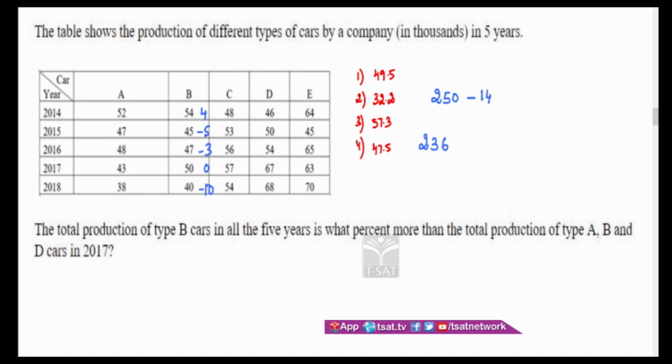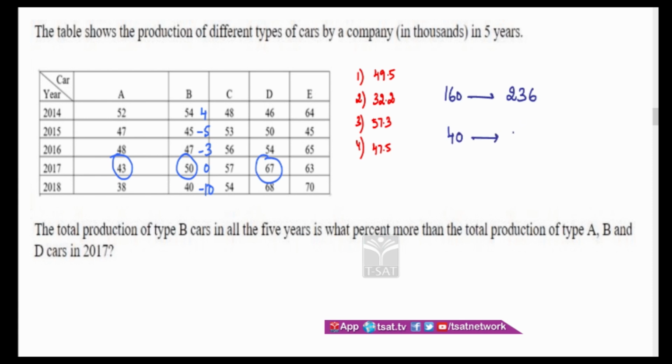Is what percent more, which is nothing but percentage increase we have to find out. Then the total production of type A, B, D in 2017. In 2017, A is 43, B is 50, D is 67. Now you can say 67 plus 43, 110, then this 50 is 160. Therefore, when you compare 160 and 236, you can cancel it by 4 in order to make it simple. Therefore, it becomes 40.